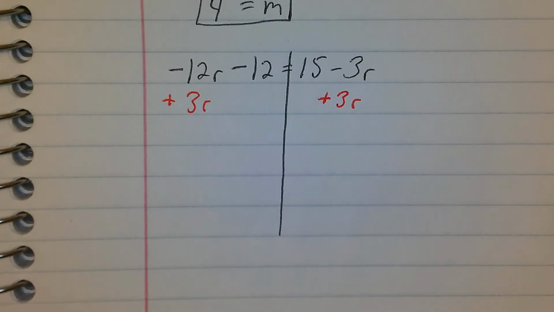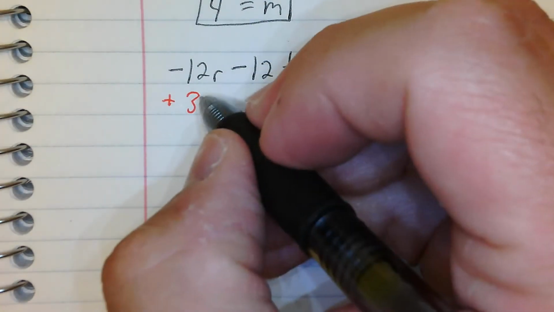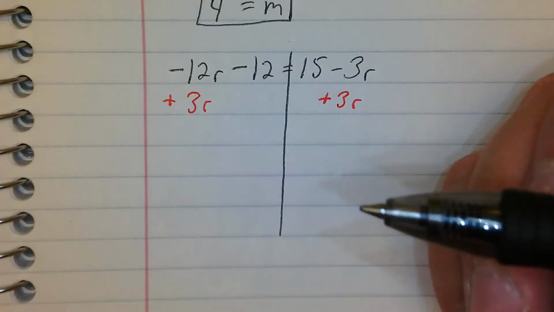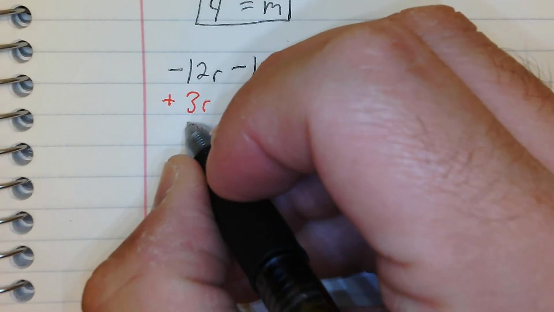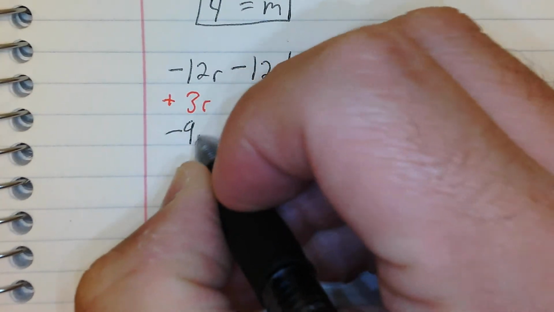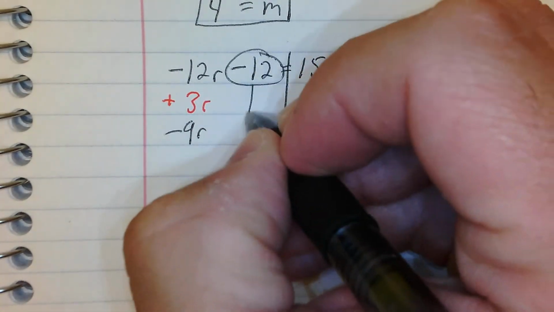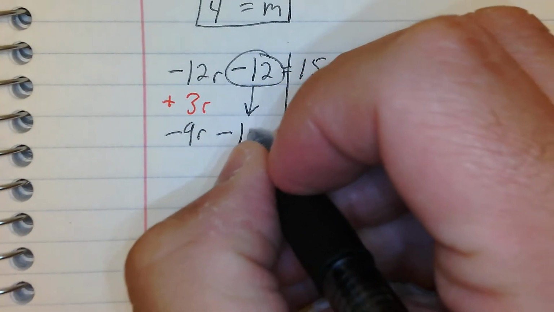Okay. Negative 12r plus 3r. Make sure you're doing your integers correctly. If you're ever unsure, use a calculator. Negative 12r plus 3r is negative 9r. Nothing's going on with the negative 12, so we're going to bring it down.